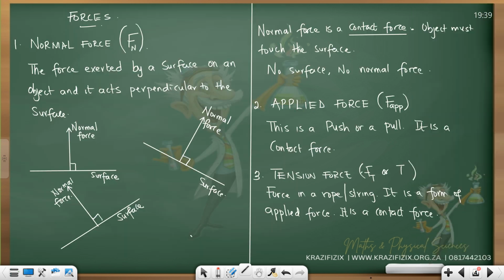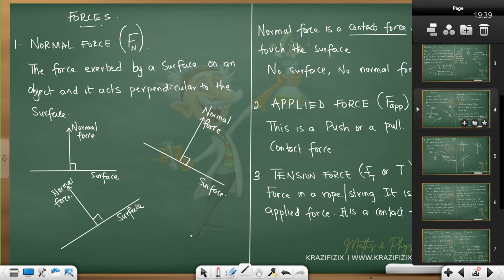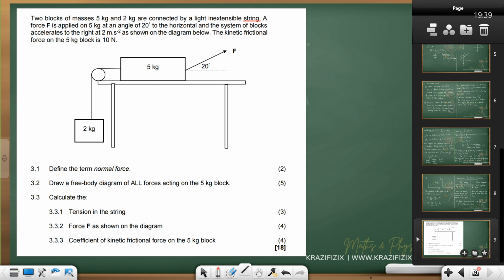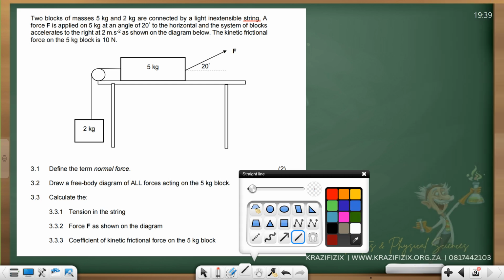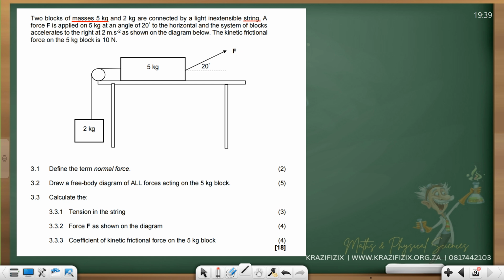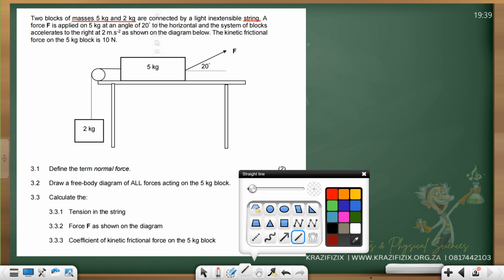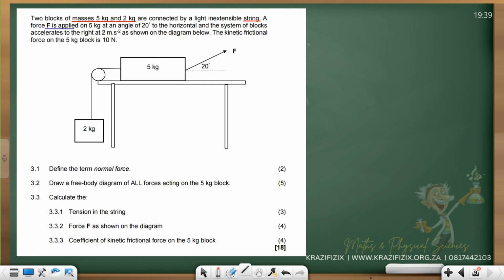I think number 3. Check. Force in a rope or a string. So immediately I see the word string, I know that there's a force there, which is called what? Tension. So I'm going to underline that. Now, when I say masses, I know this object will have a force of what? Gravity. Now, read on with me. A force F is what? It's applied. That is telling me there's an applied force.